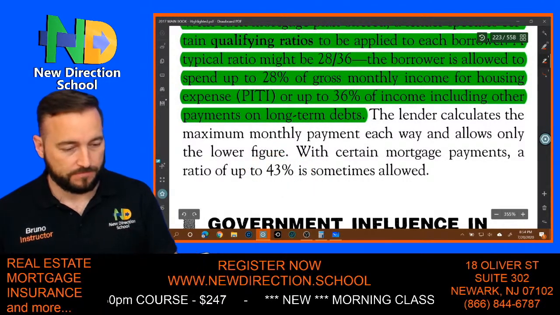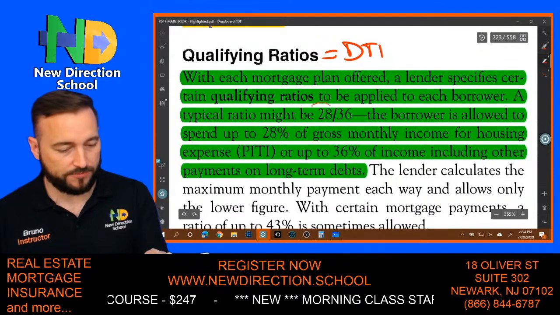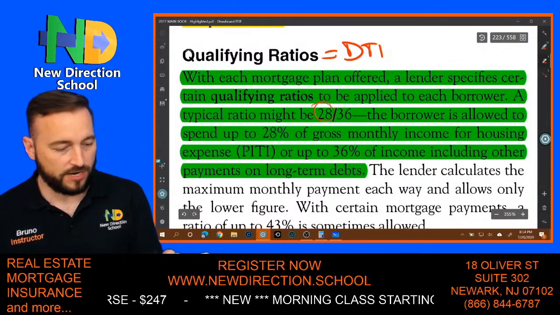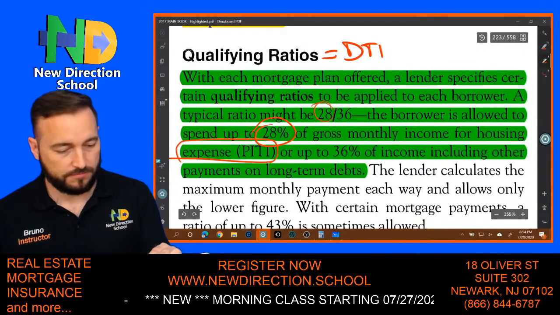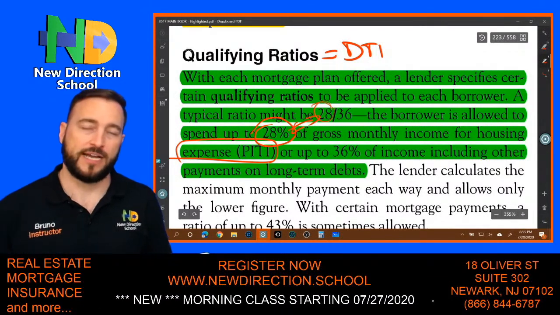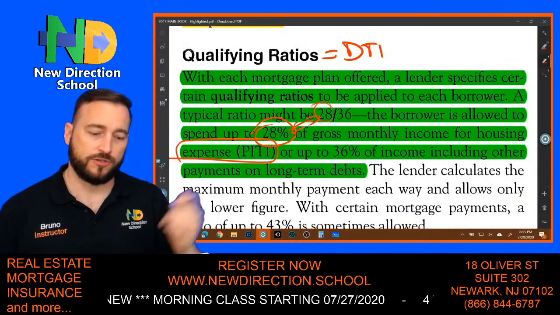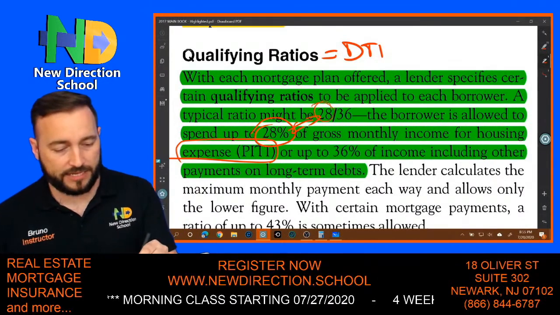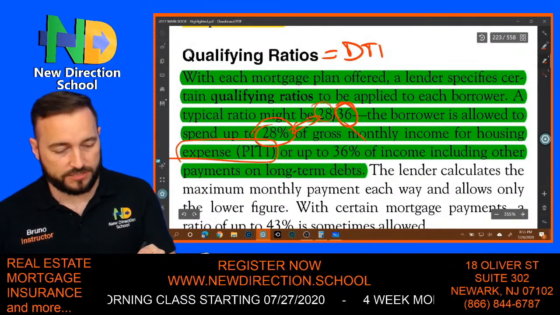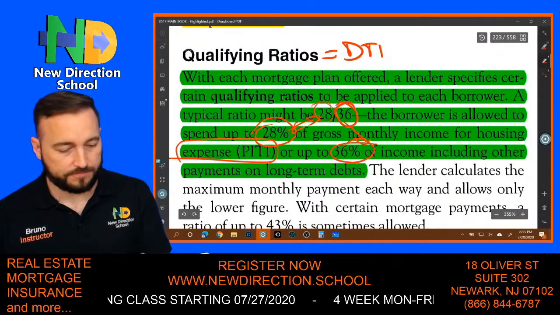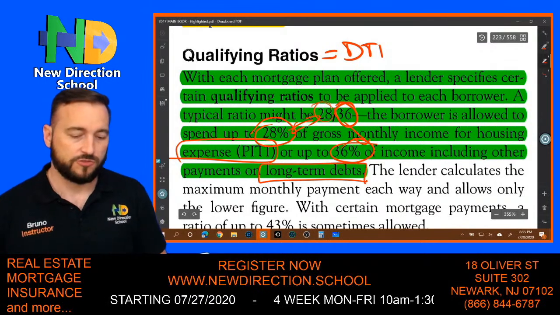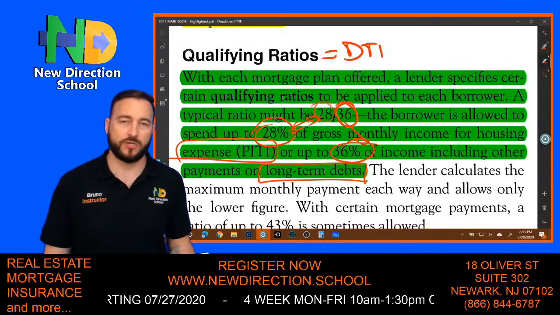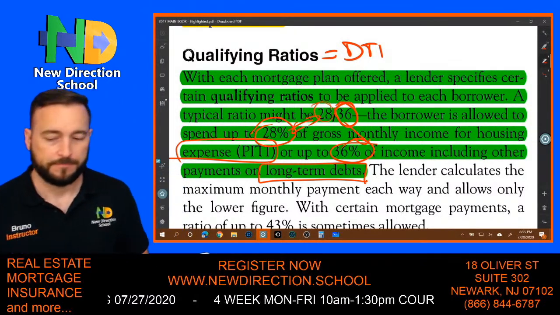There's front-end ratio, which is 28 right here. This is for housing expense, which is PITI, principal, interest, taxes, and insurance. And then there's a back-end ratio, which is right here, for income, including other long-term debts. So not only your PITI, but also long-term debts, okay?